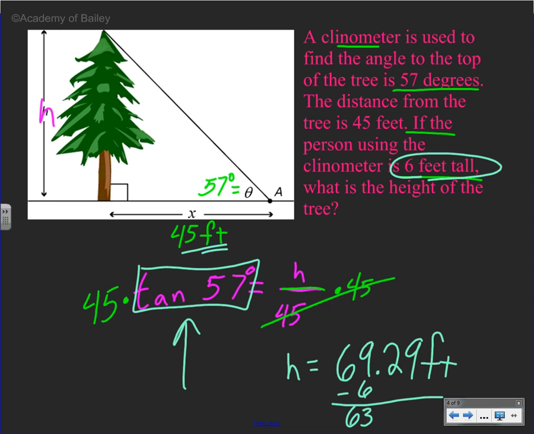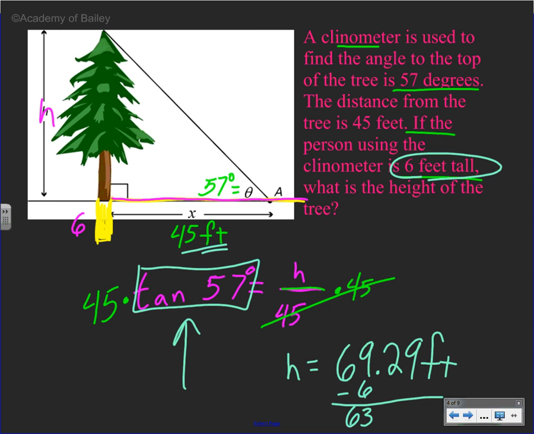We're not going to minus 6. We're going to add 6, I believe. Because if I add more to the picture, remember, here's the tree. This distance is 6 feet. That distance is 6 feet. The angle of elevation from the clinometer, from the person's eyeball, is 6 feet off the ground. So that angle of elevation right there is 6 feet off the ground.